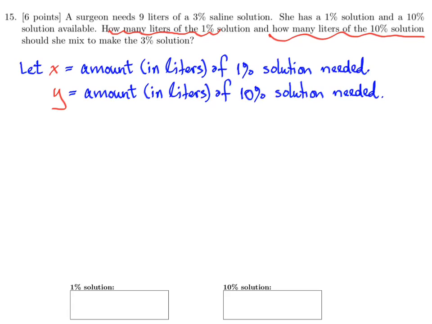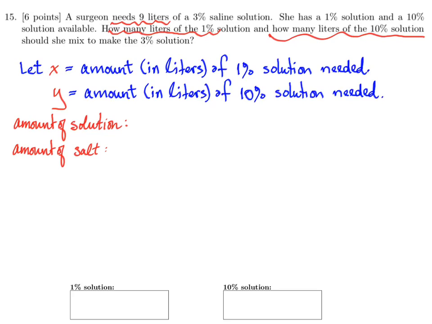So we don't know how much of each she's going to use, but that's what we're asked to find out. So now we're going to set up 2 equations because we have 2 variables. There's 2 things we can figure out. So one is the amount of solution, that's the amount of liquid. And the other thing we can write down is the total amount of salt in the solutions. So the amount of solution, we know she wants to end up with 9 liters, right?